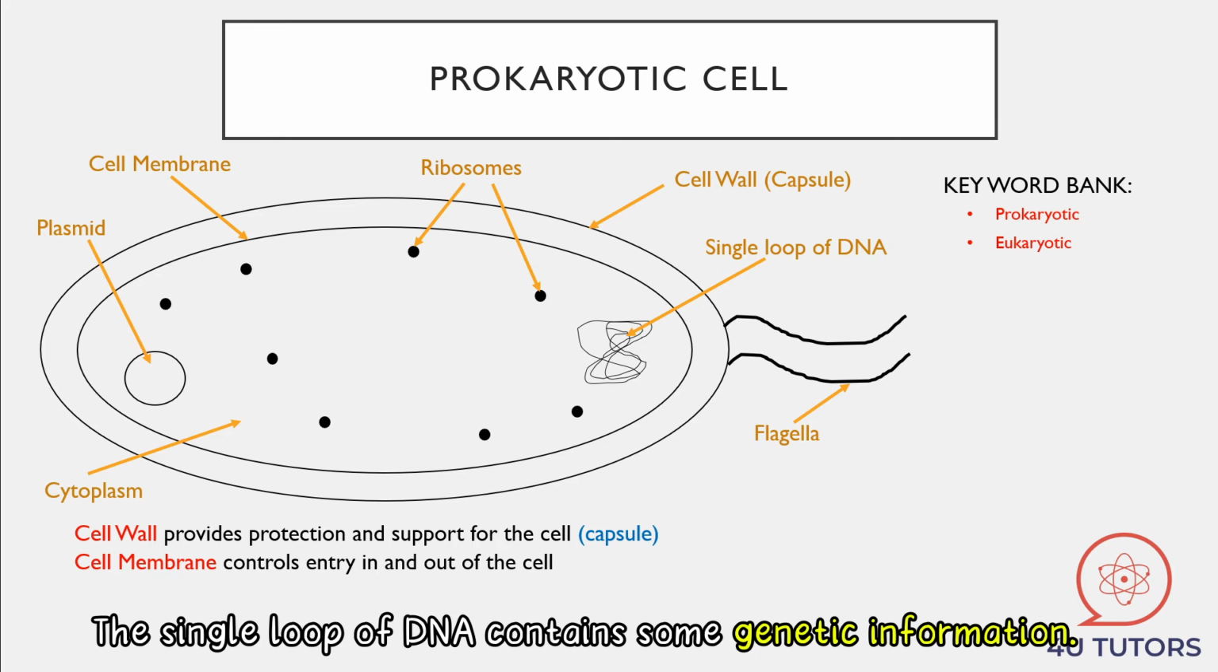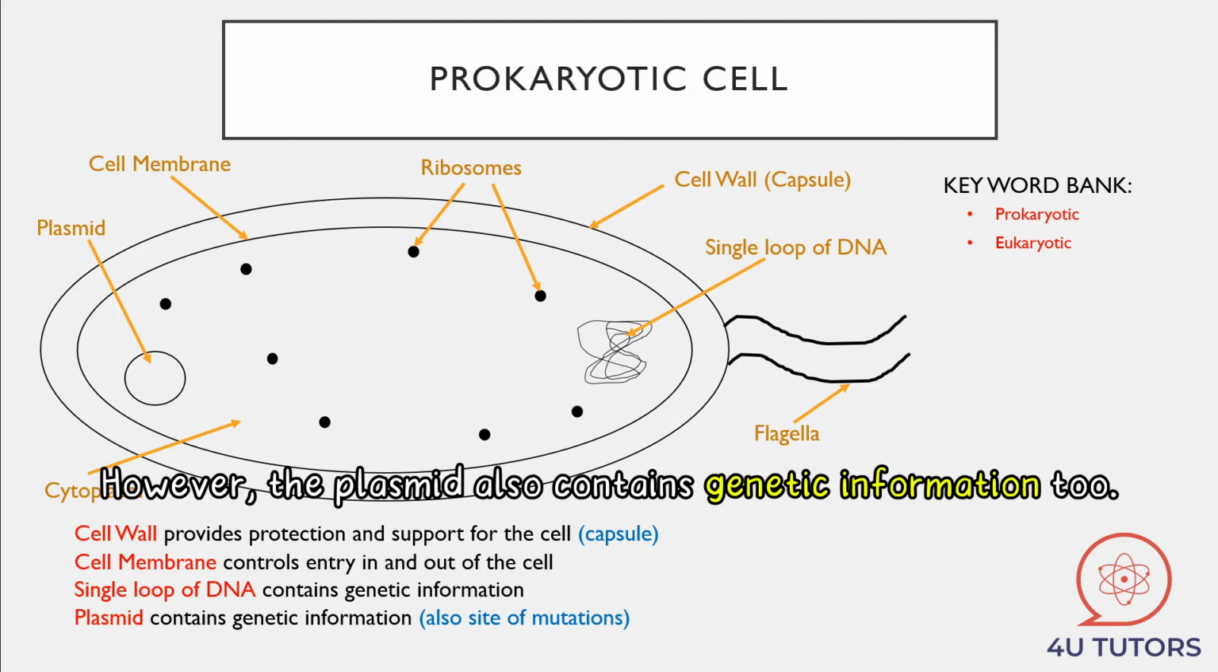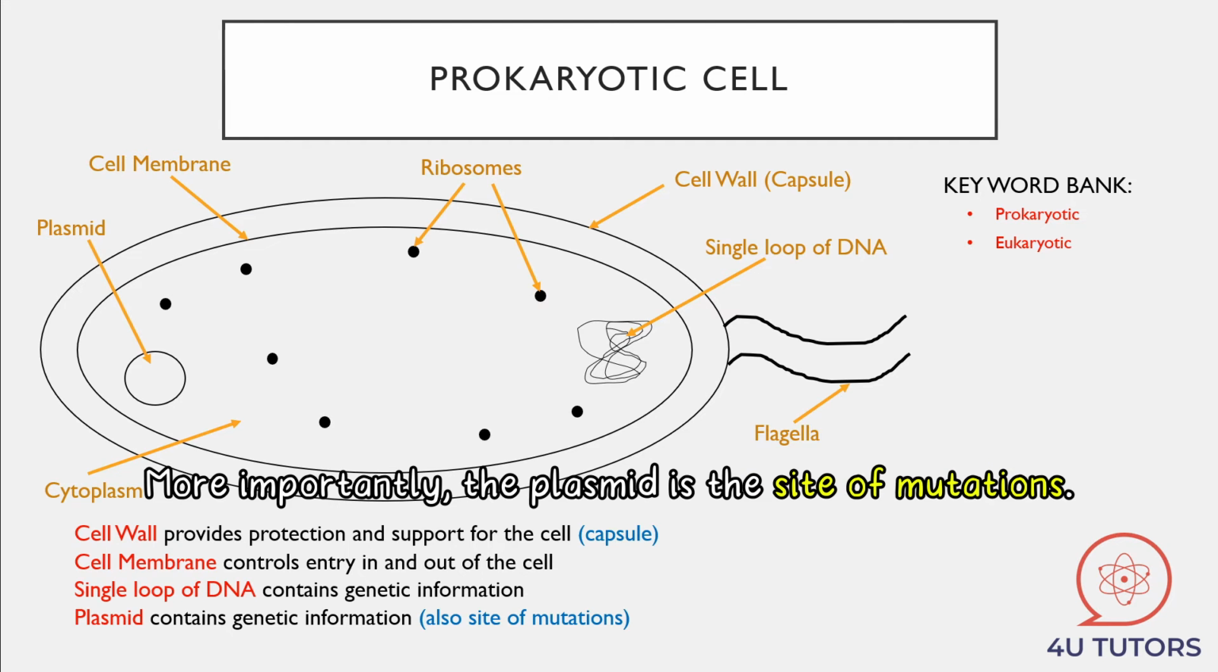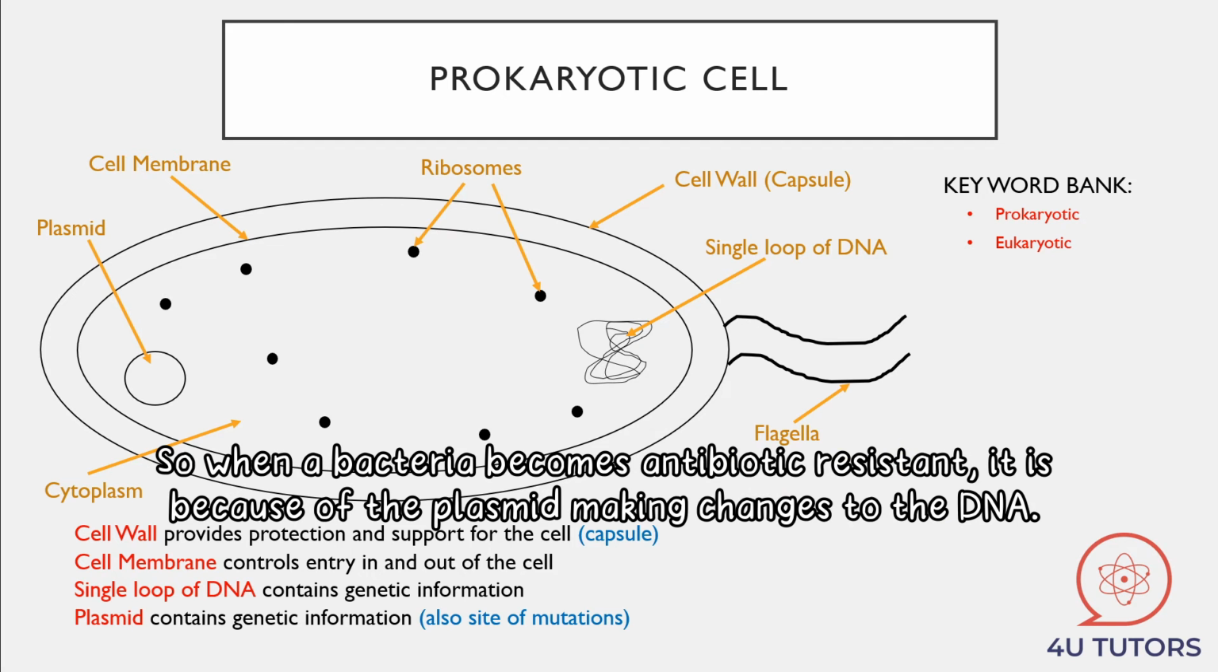The single loop of DNA contains some genetic information. However, the plasmid also contains genetic information too. More importantly, the plasmid is the site of mutations. So when a bacteria becomes antibiotic resistant, it is because the plasmid is making changes to the DNA.